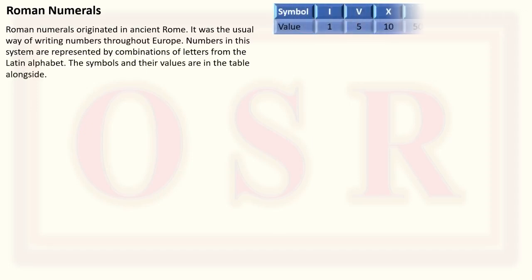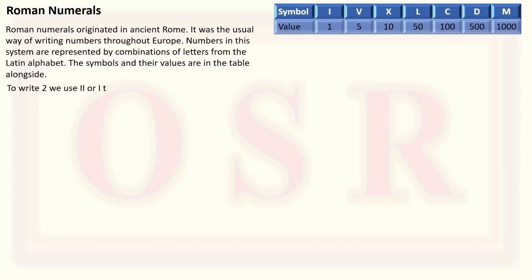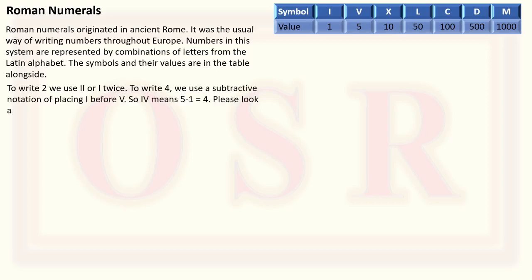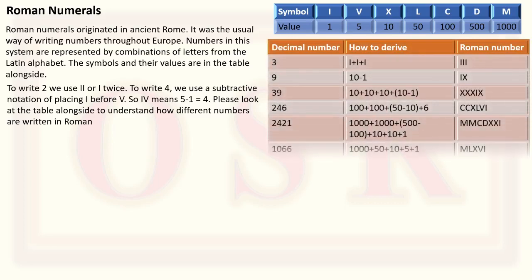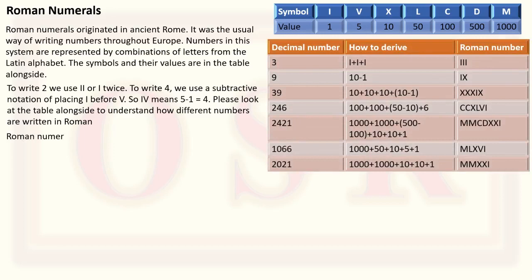I means 1, V means 5, X means 10, L means 50, C means 100, D means 500, M means 1000. Okay. To write 2, we use I twice. To write 4, we use a subtractive notation of placing I before V. So, IV means 5 minus 1 is equal to 4. Please look at the table alongside to understand how different numbers are written in Roman. Now, please try to learn or understand this table. Okay? It will give you a clear picture.